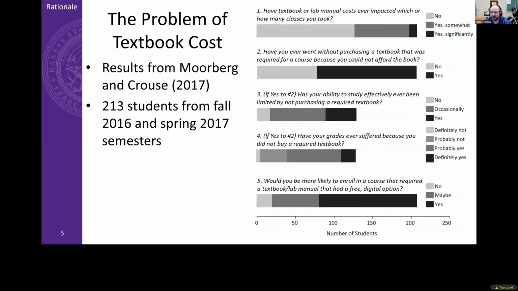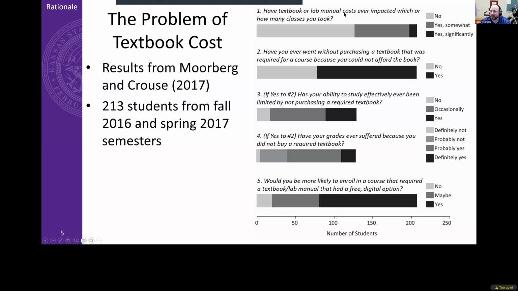Now, the results from that survey also correspond to results that I found in my own class. This is from a paper that I published back in 2017. I surveyed students that were in my intro soil science class called Agron 305 Soils. In that class, we had 213 students over the course of 2 semesters, in the fall of 2016 and spring of 2017.